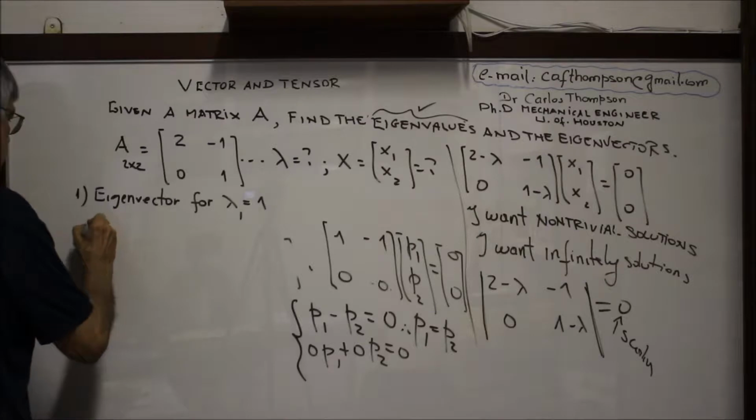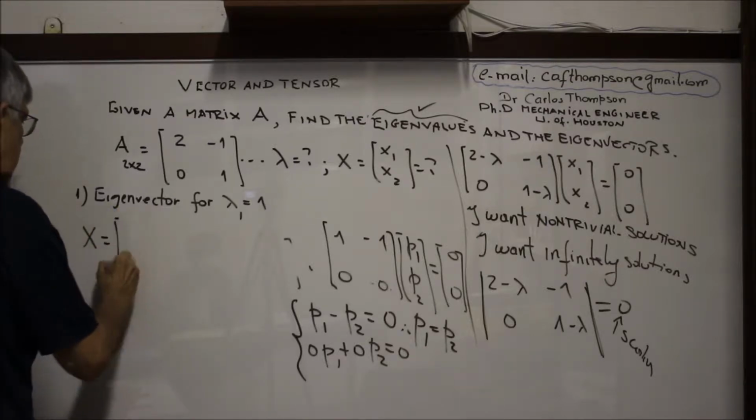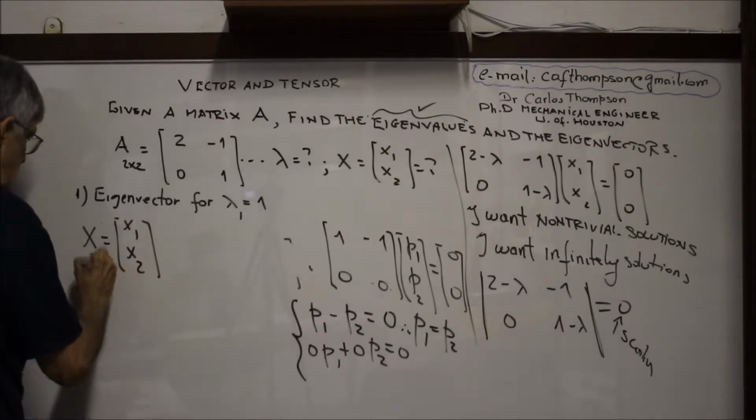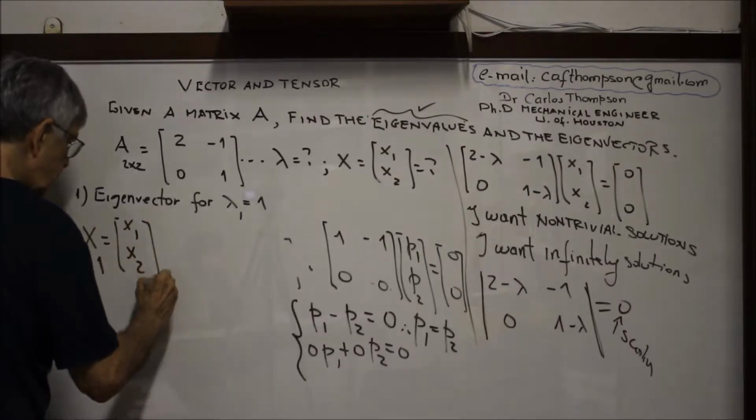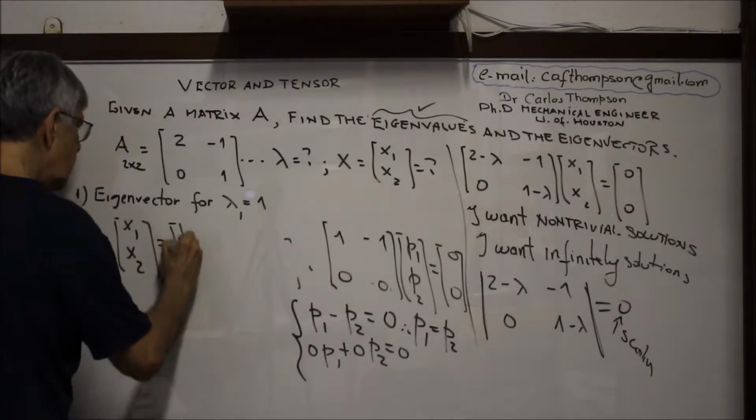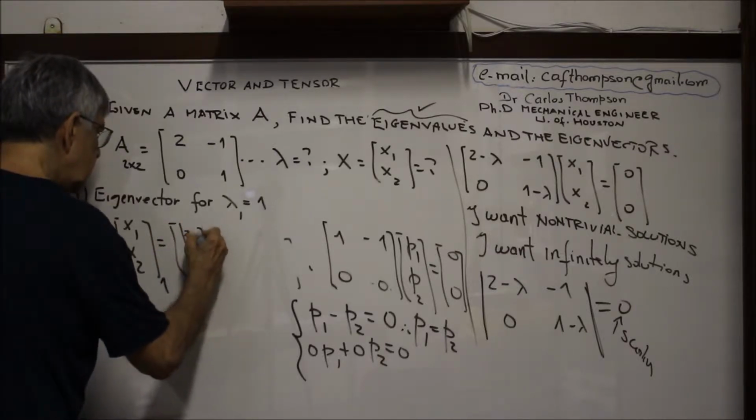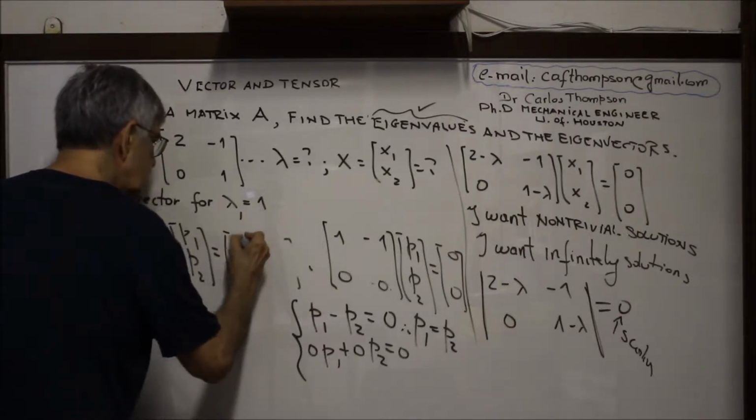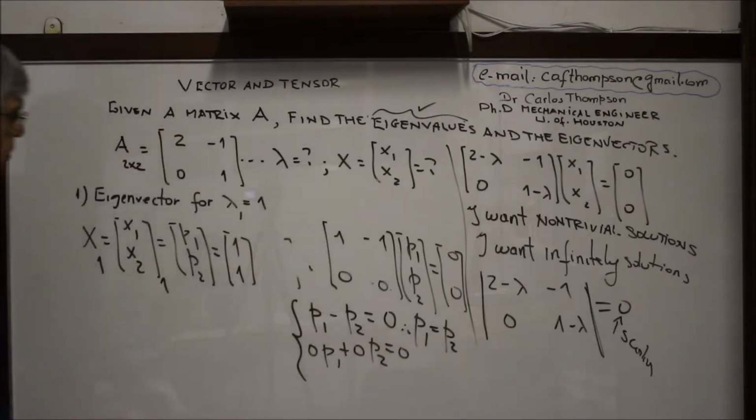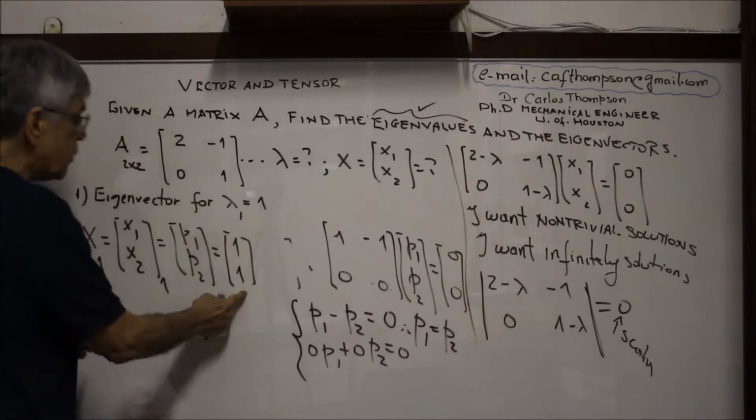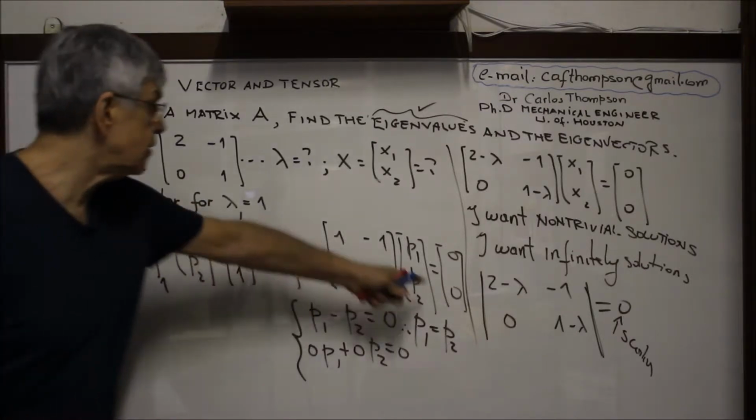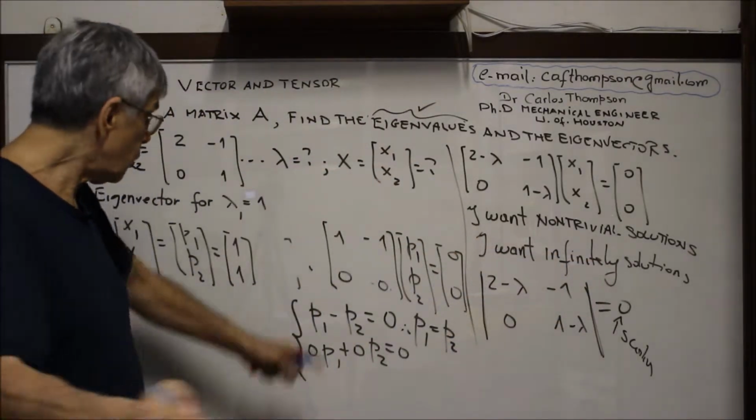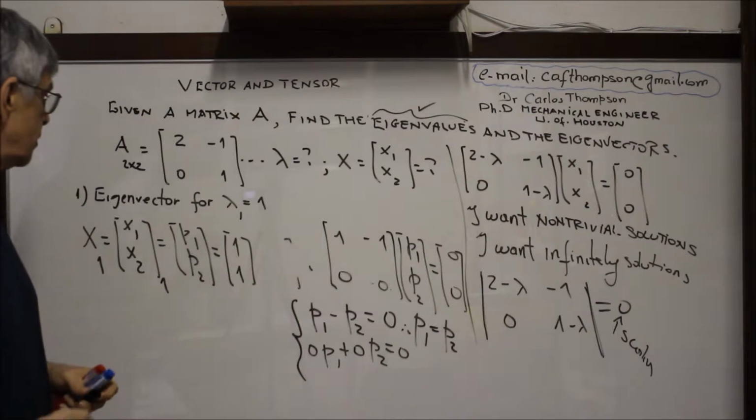Here x is x1, x2. For x1, I just called them p1 and p2. This is equal to, let's choose, 1, 1. Well, p1 is equal to p2. I could put 0, 0, but 0, 0 is a trivial solution and I want an infinite solution. I could also write minus 1, minus 1.